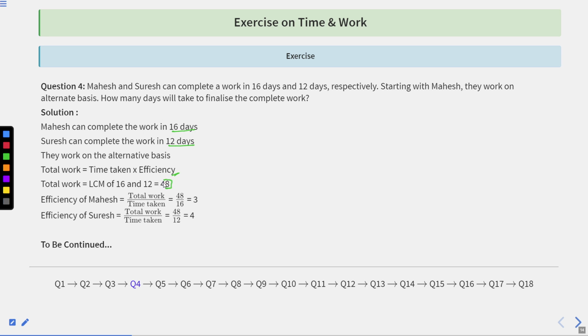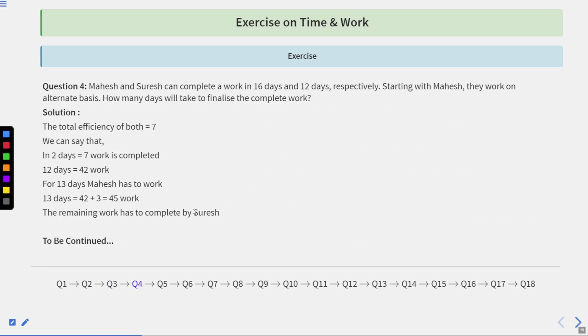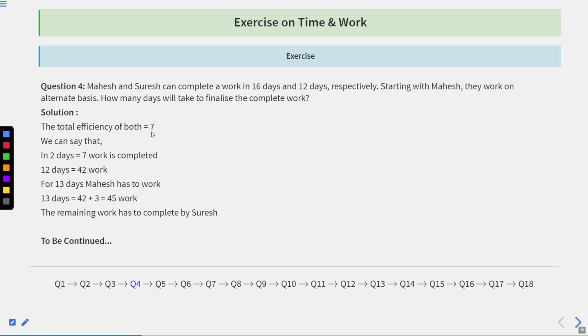Let us now see the efficiency of Mahesh and Suresh individually. The efficiency of Mahesh is total work upon time taken. Total work is 48 and time taken is 16 days. So the efficiency of Mahesh is 3. Efficiency of Suresh is equal to 48, that is total work, upon 12, that is time taken, equal to 4. 4 units is the efficiency of Suresh. So the total efficiency of both of them together is 7 units per day.